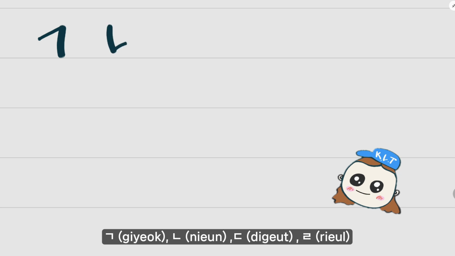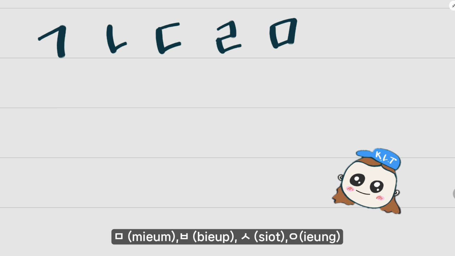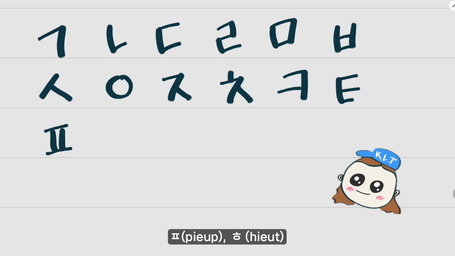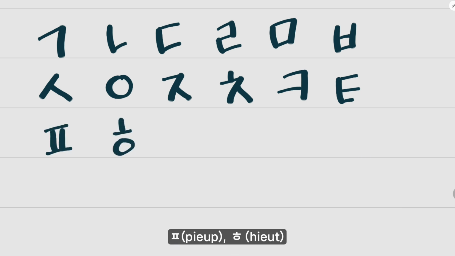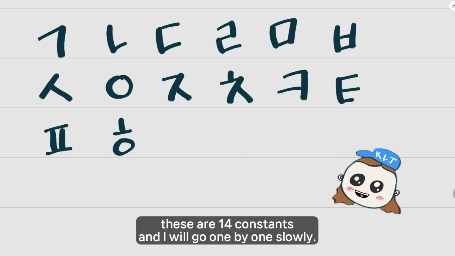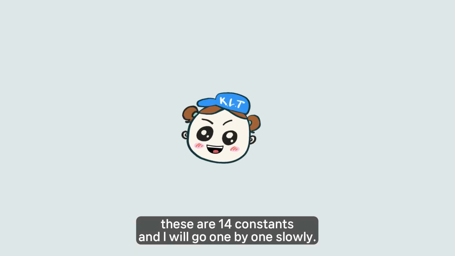기역, 니은, 디귿, 리을, 미음, 비읍, 시옷, 이응, 지읒, 치읒, 키읔, 히읗, 피읍, 히읗. So these are 14 consonants, and I will go one by one slowly.